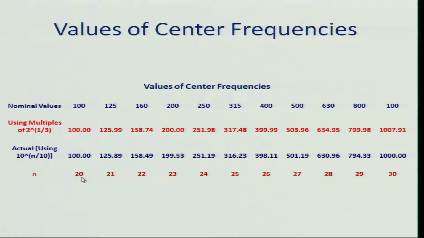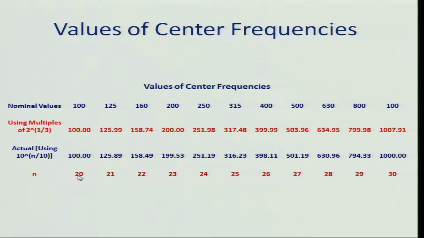Last thing, you look at these n's, n equals 20, 21, 22, 23, 24. These n's are called band numbers. So earlier, when I was discussing octave bands, I had just mentioned that each band is associated with a number. So these are the band numbers.